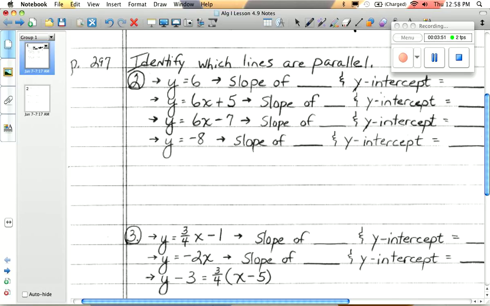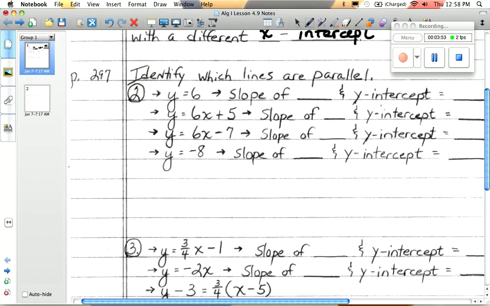Here's getting our support. Number 2, we have y equals... Okay, so identify which lines are parallel. We're going to show support for them, in other words, whether they meet the standards we just stated up above.